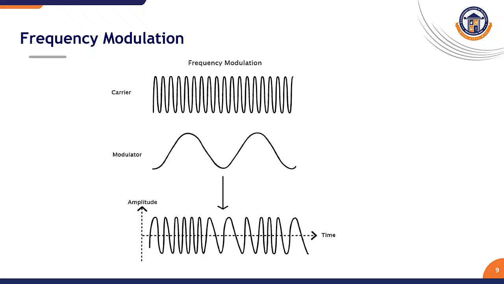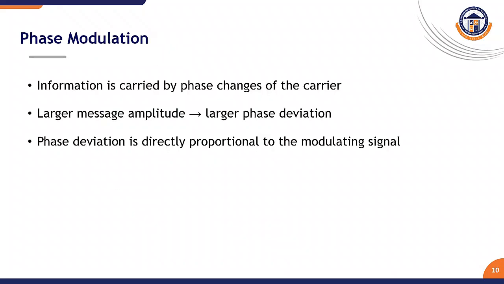Next is the phase modulation technique. In phase modulation, the phase of the carrier signal is varied with respect to the message signal. When the amplitude of the message signal increases, the phase deviation of the carrier also increases. Phase modulation is closely related to frequency modulation, and hence both techniques have constant amplitude characteristics, which makes them more resistant to noise. So FM and PM have better noise immunity when compared to AM systems.